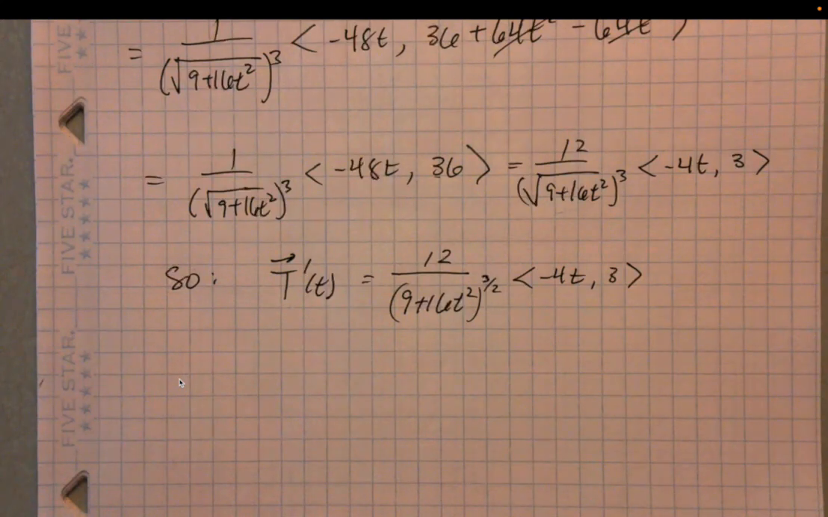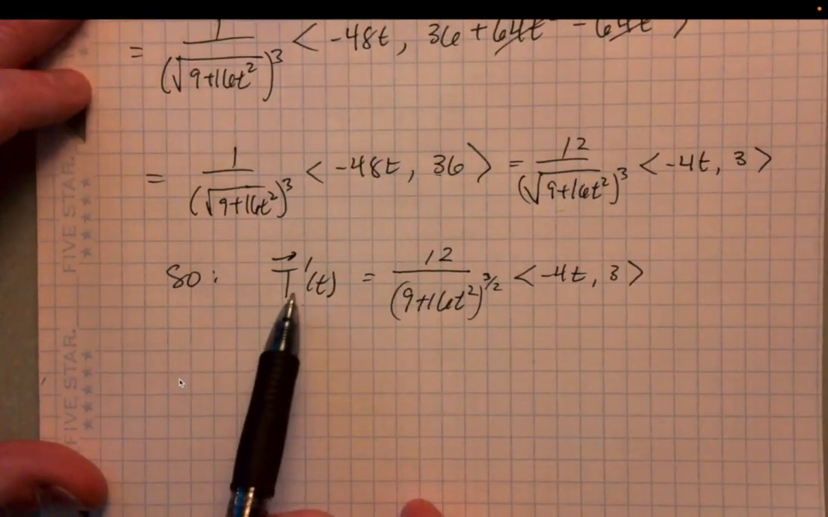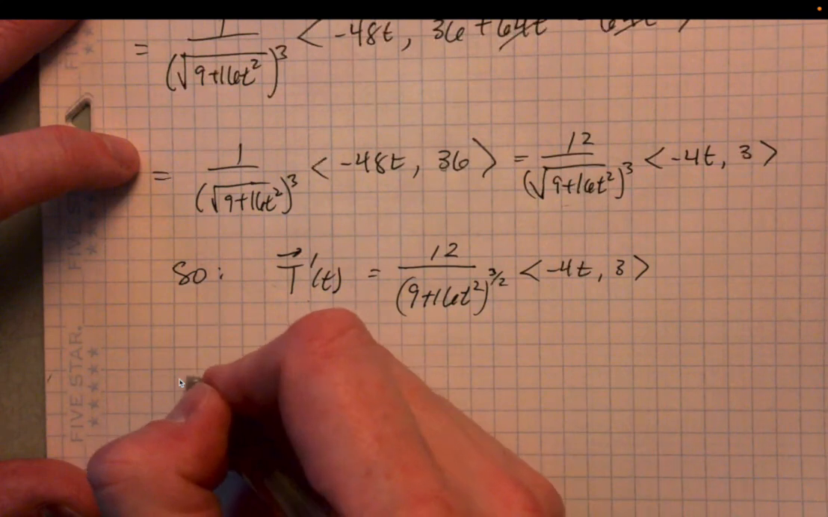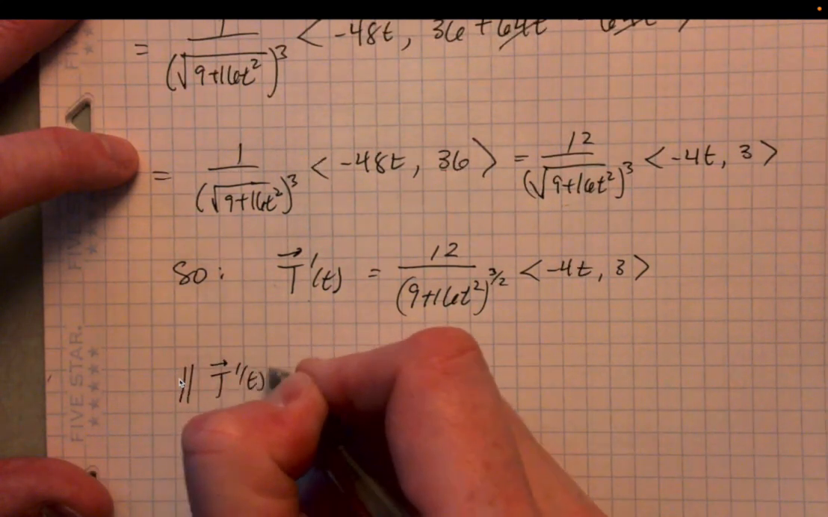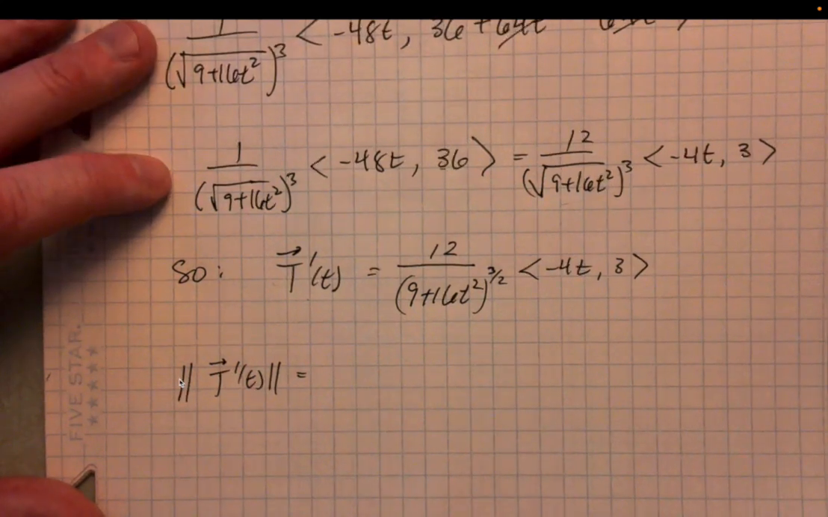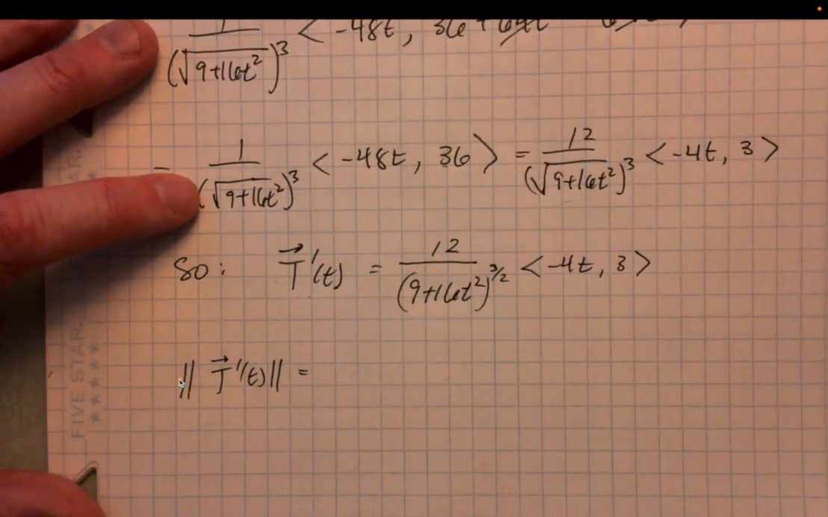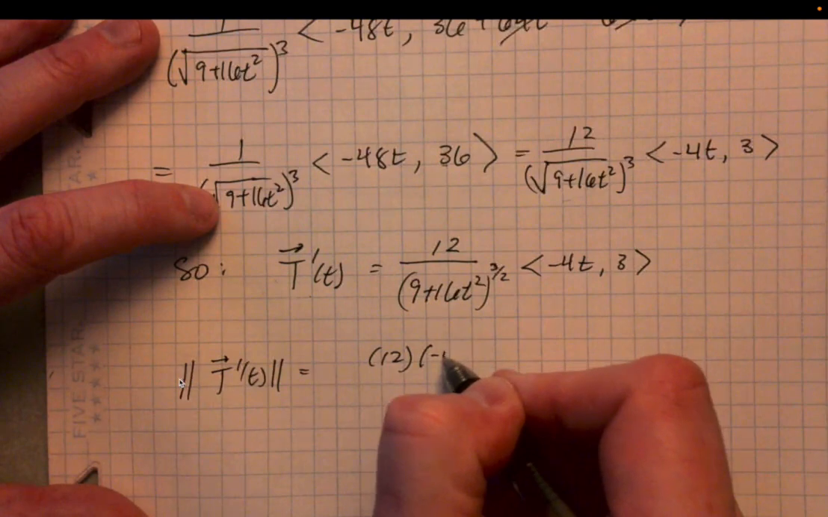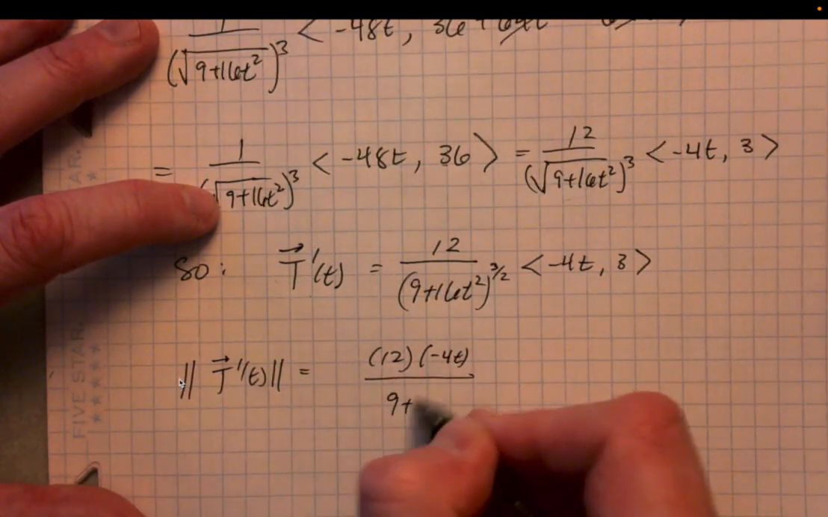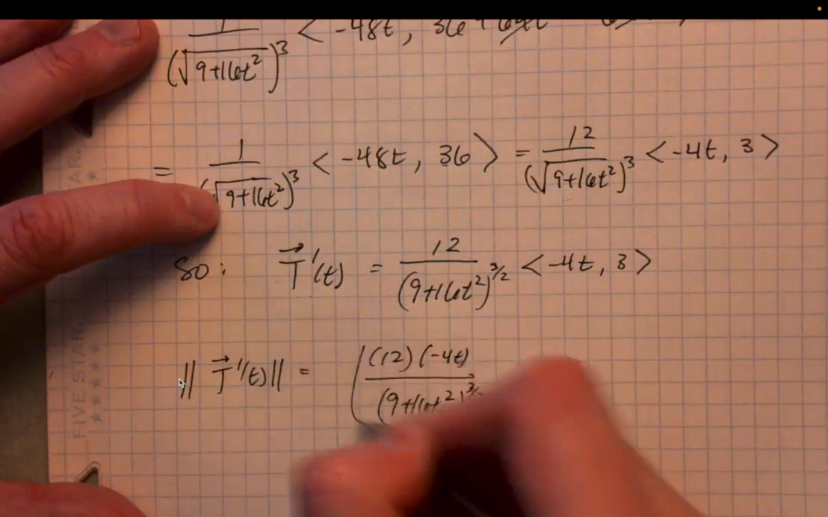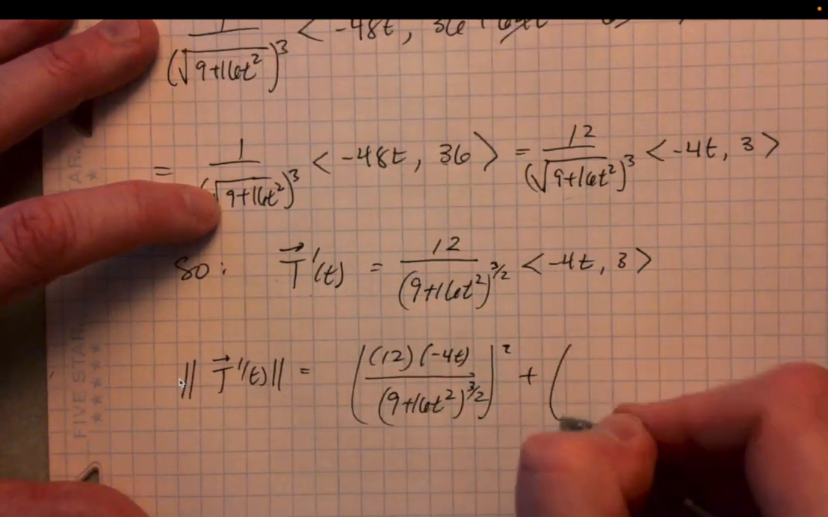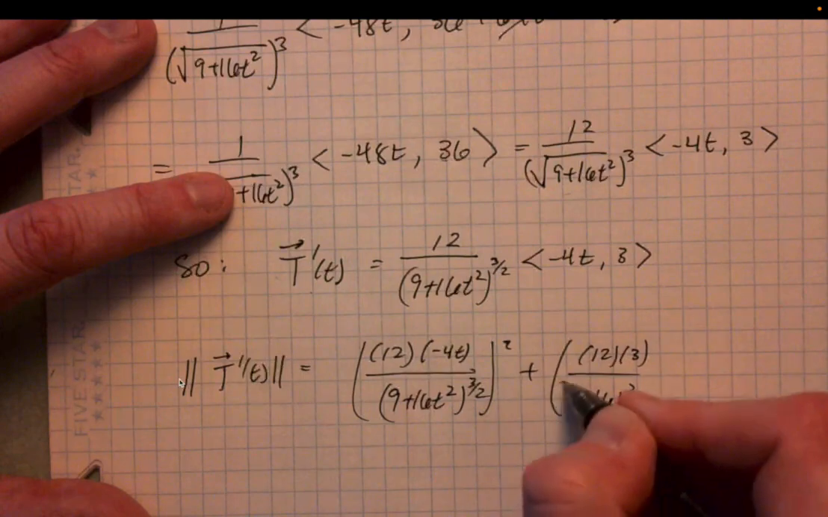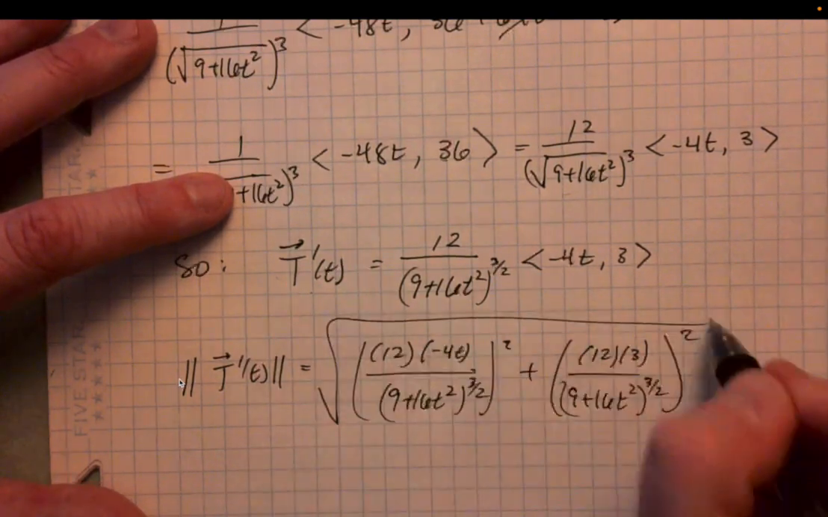Now what's the norm of this thing? Because remember, the principal unit normal vector is going to be this divided by the norm of this. Right? So we still need that norm. Well, that's not going to be as big of a deal as the previous calculation. We're basically going to take, you can think of it like this, it's going to be 12 times negative 4t divided by 9 plus 16t squared to the 3/2 power, square it, plus 12 times 3 over 9 plus 16t squared to the 3/2 power, square it, and then take the square root.